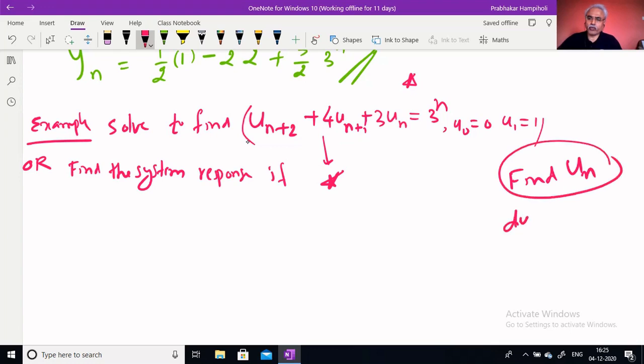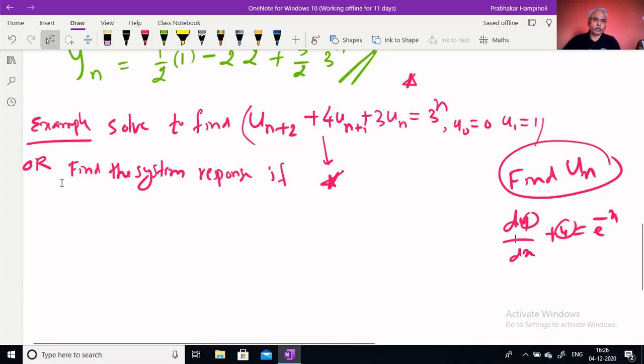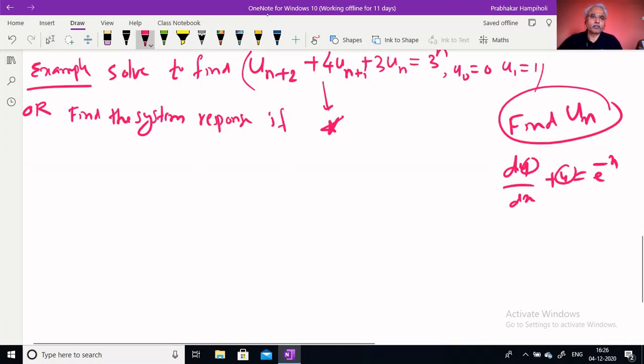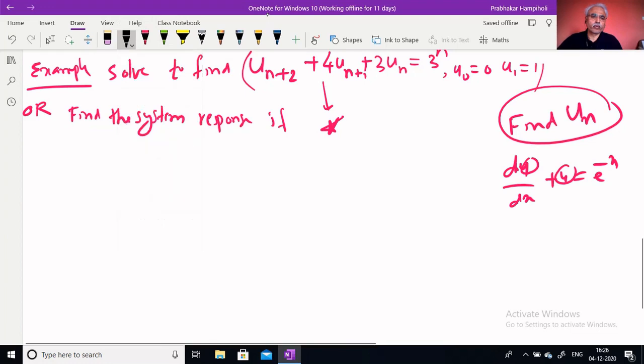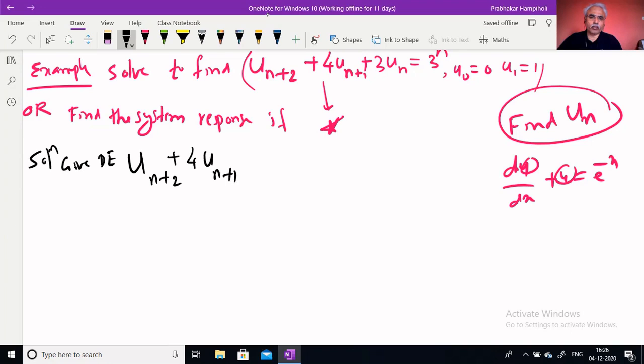In a differential equation we find dy by dx plus y equal to e raised to minus x, and at last we find what y equals. Similarly here we find what un equals. Now in the solution part, first let us consider the given difference equation. First write it properly: the n plus 2 term, the n plus 1 term and the n term.